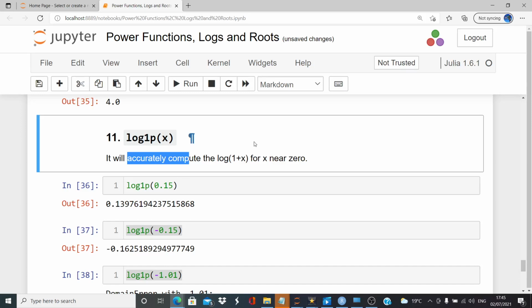Right, that's grand. So that's power functions, logs, roots, and so on. Okay, so we leave that there.